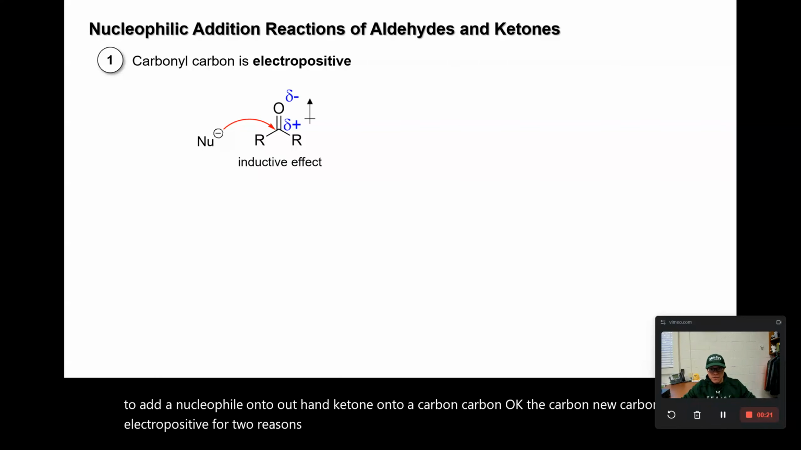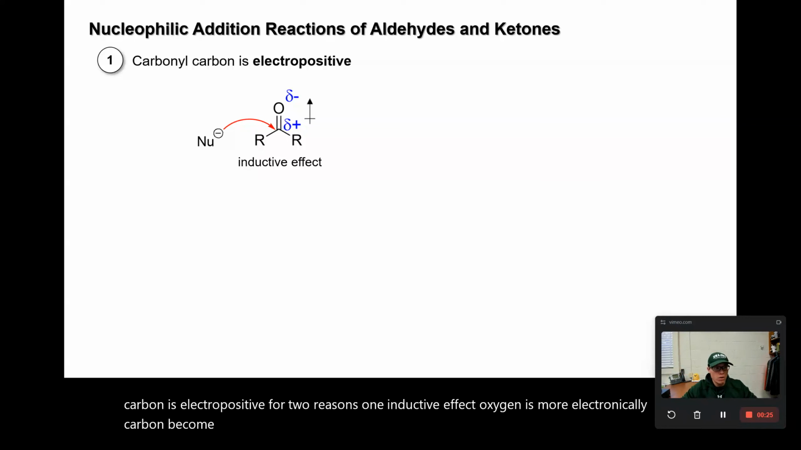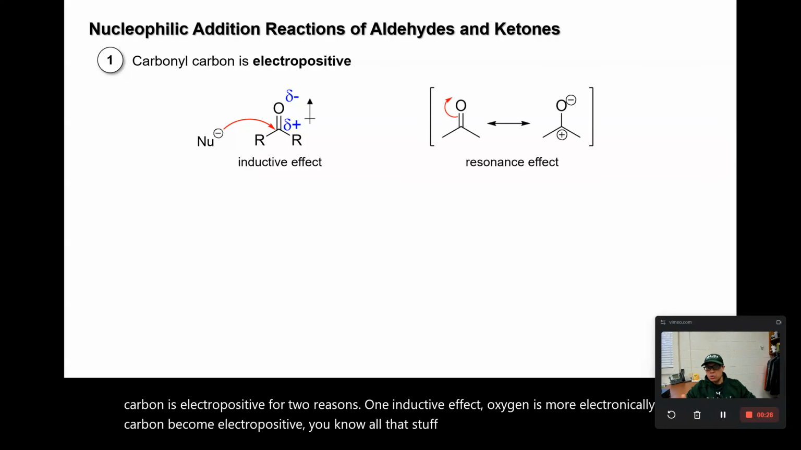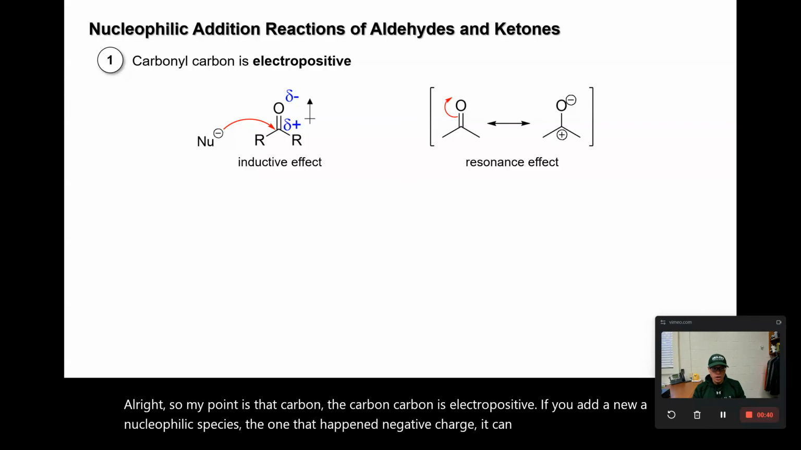One, inductive effect. Oxygen is more electronegative, so carbon becomes electropositive. We know all that stuff. Or, two, through resonance effect. So my point is that the carbonyl carbon is electropositive. If you add a nucleophilic species, one that has a negative charge, it can attack the carbonyl carbon.